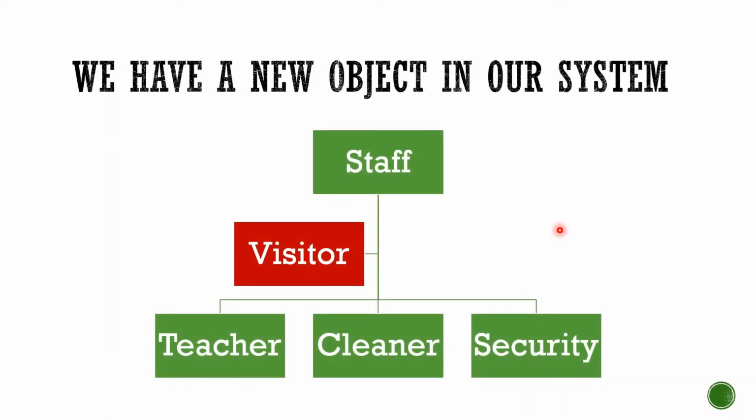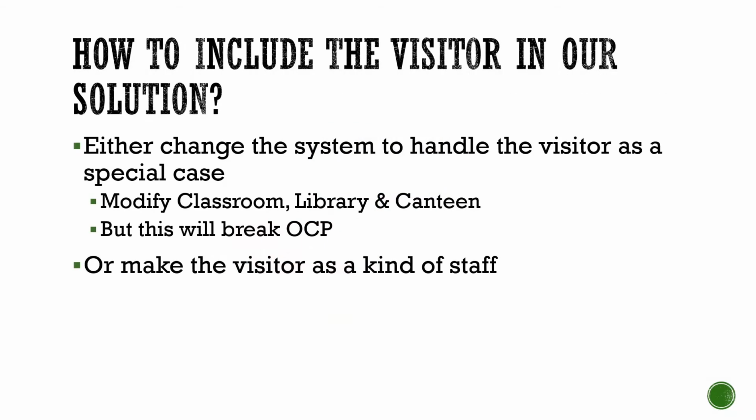Now we have our scenario, a new entrant called visitor in our system. How to include the visitor in our solution? Either change the system to handle the visitor as a special case. That means modify classroom, library and canteen, but this will break OCP. And also when you want to add further things, you need more such modification. This can make the code a bit complicated. Or make the visitor as a kind of staff.